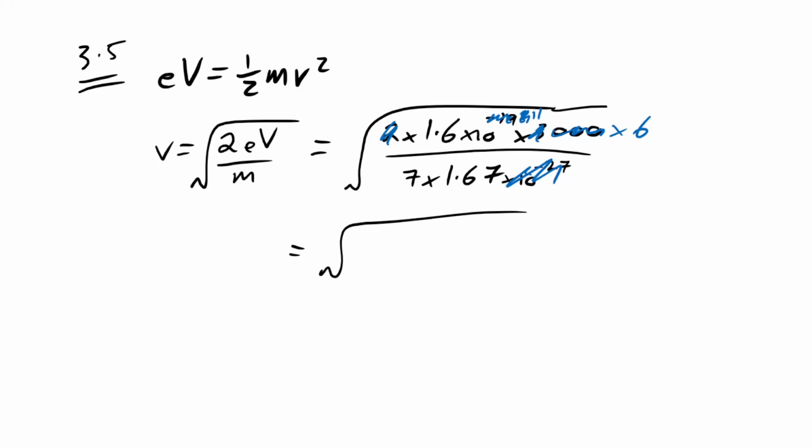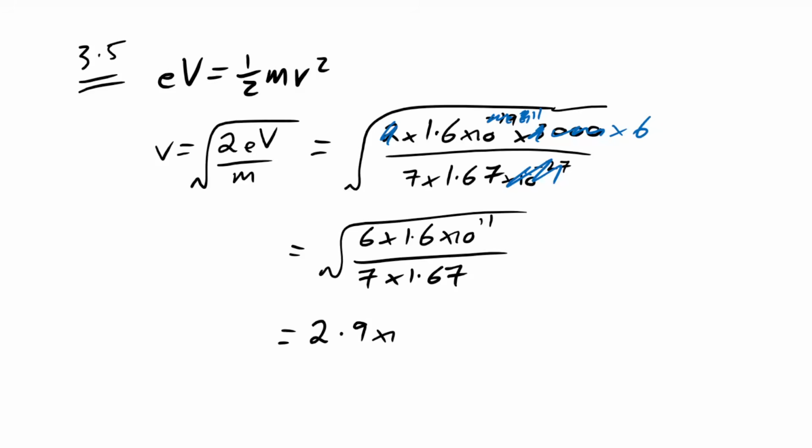So let's write this out again. Square root of 6 times 1.6 times 10 to the 11 divided by 7 times 1.67. And I end up with 2.9 times 10 to the 5 meters per second. The mark scheme gives 2.8, but that's because of the rounding error with their mass. They calculated that first. 2 sig figs.